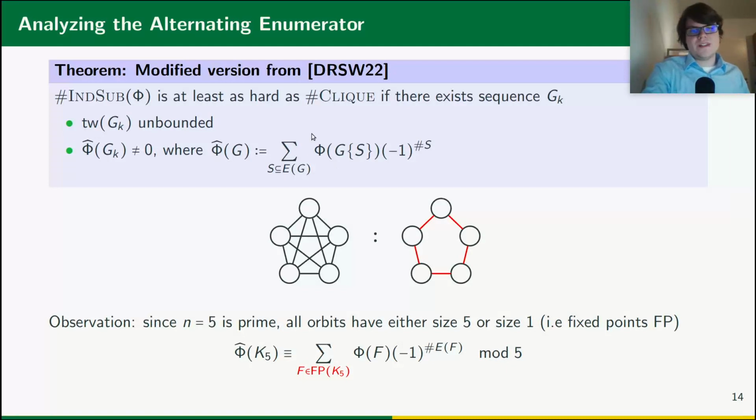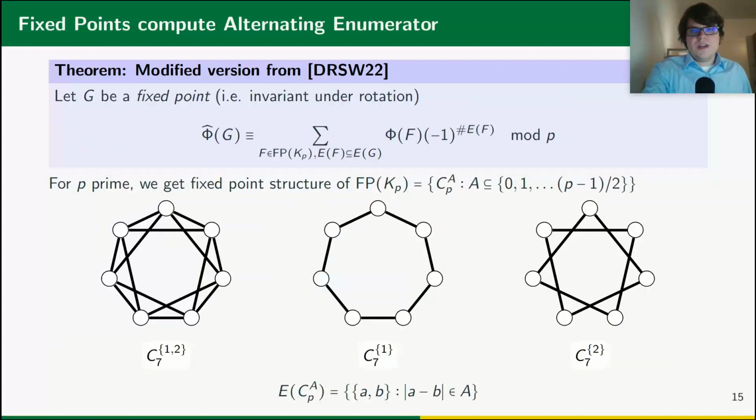So if we take the sum here and compute modulo 5, then we only get these fixed points that we saw, which are far, far fewer than the other graphs. So this alternating sum becomes much simpler to analyze if we go over fixed points. And formally, if you look at all the fixed points that are possible for prime number p, then we get exactly the so-called circular graphs.